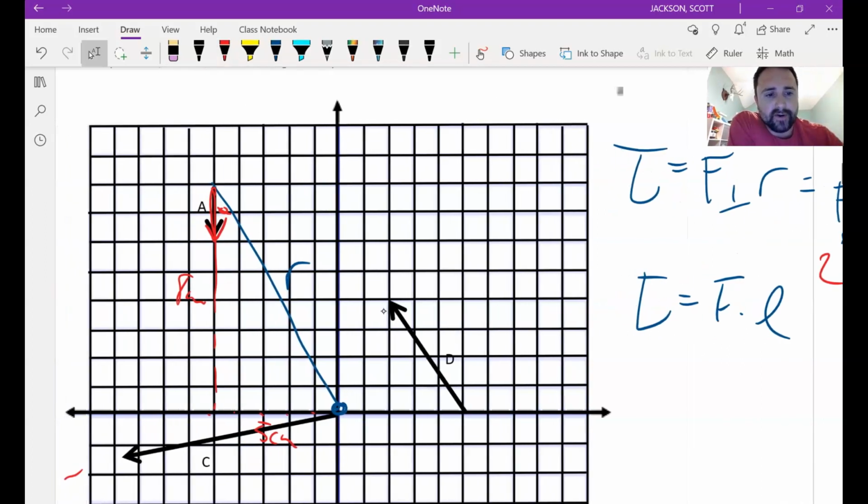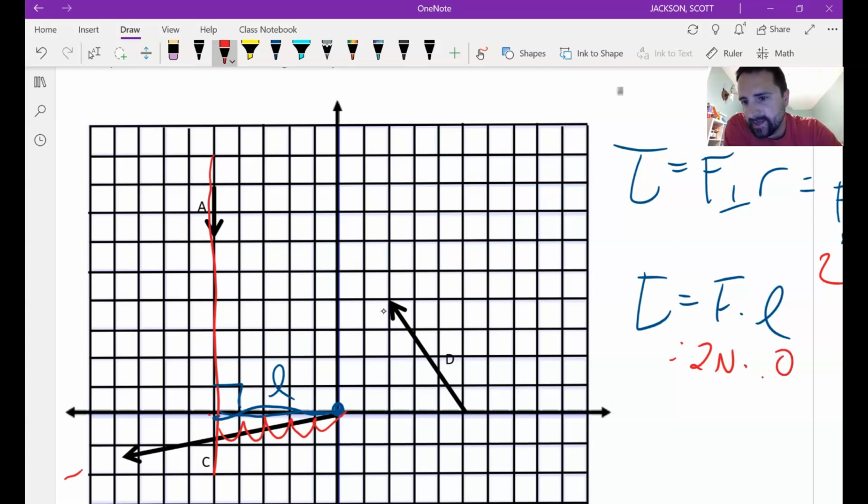Let's see if lever arm is easier to find. So how do you find a lever arm? Extend out your force line. Go from your axis of rotation and intersect that force line at 90 degrees. There's your lever arm. So this is 2 newtons, and this is 1, 2, 3, 4, 5 centimeters, so 0.05 meters. Seemed pretty easy to me. So don't be afraid to use that method.